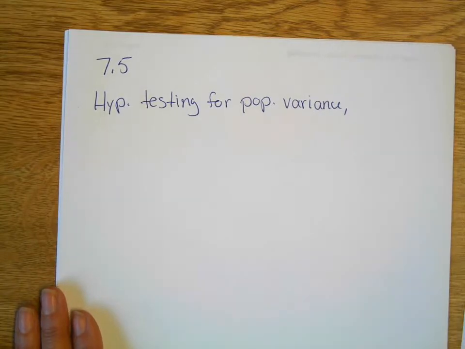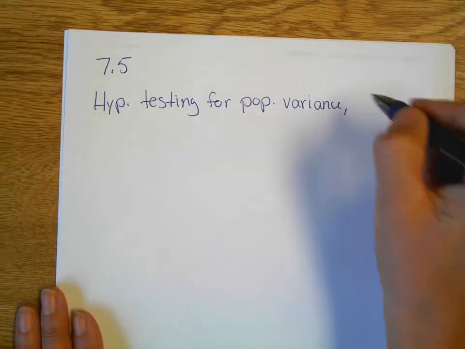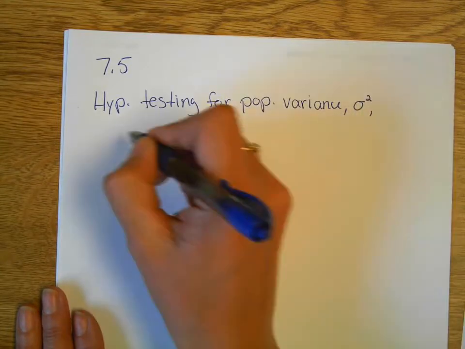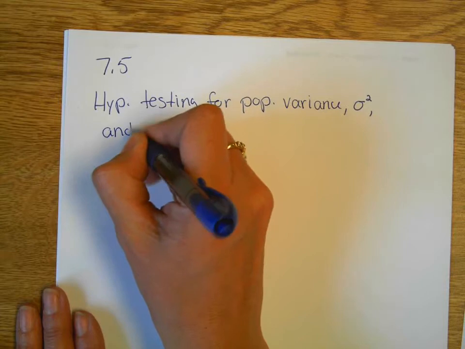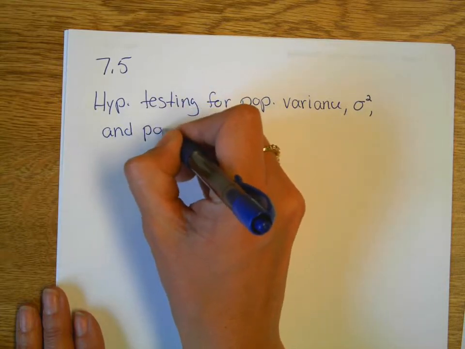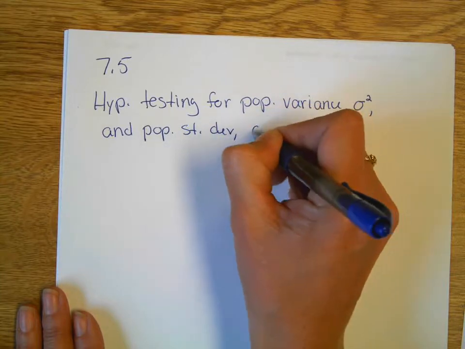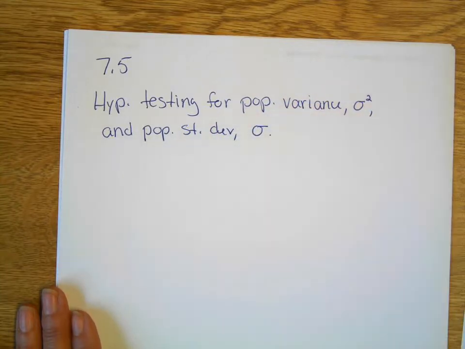What's the symbol for population variance again? Sigma squared. And population standard deviation, sigma.